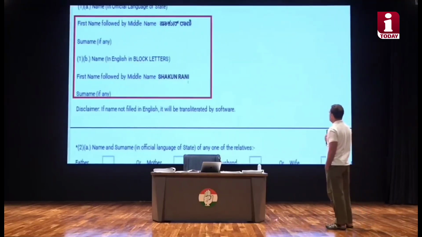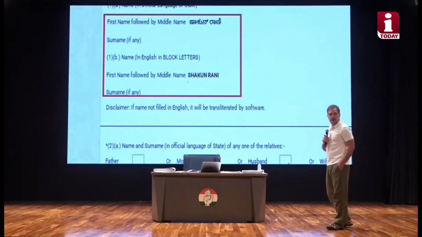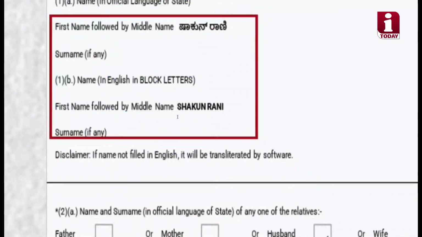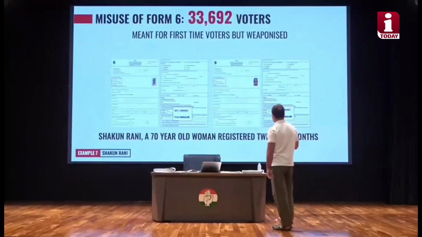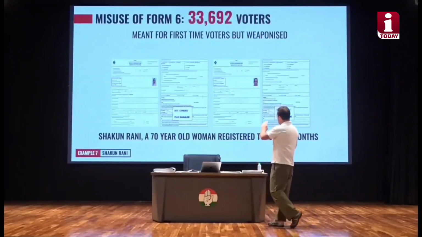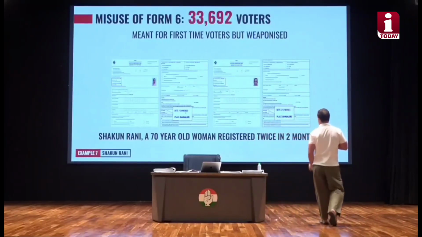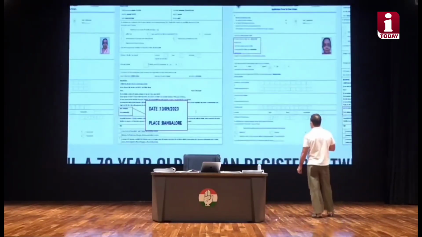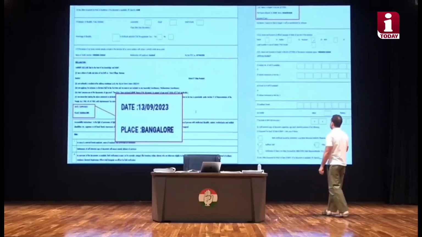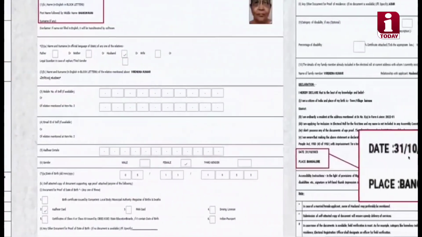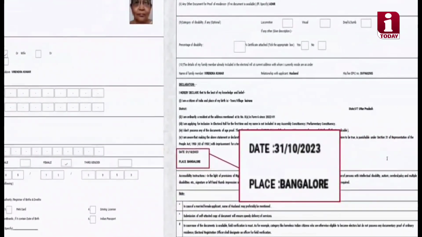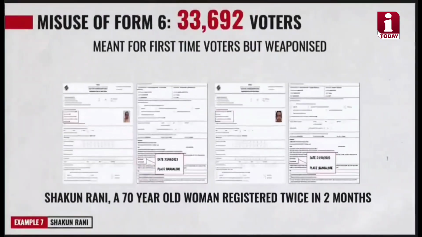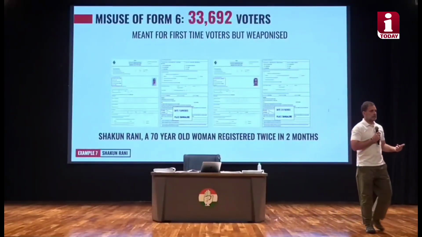Go back. Now she has no surname, but her first name is Shakun Rani. Right? But what's really interesting here, now she uses this form twice. She uses it first on 13/9/23, and then she does it again 31/10/23. So she becomes a voter twice, and then the beautiful thing is, show us the next slide, she actually votes twice. Or somebody votes twice for her.